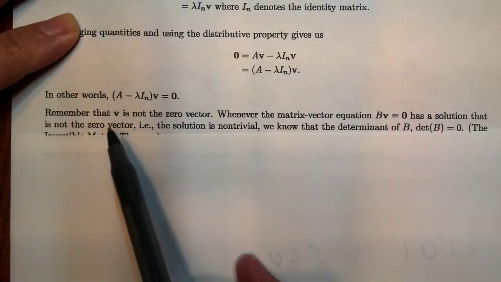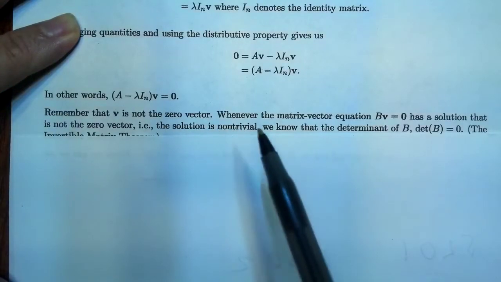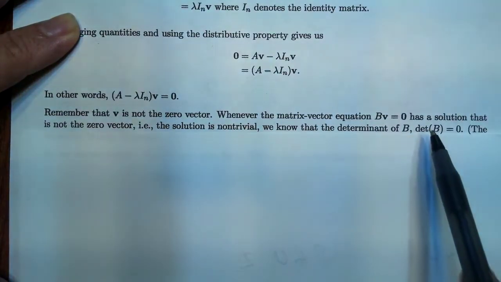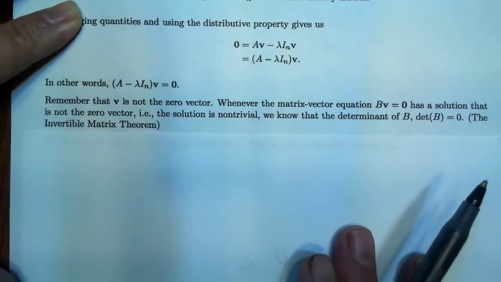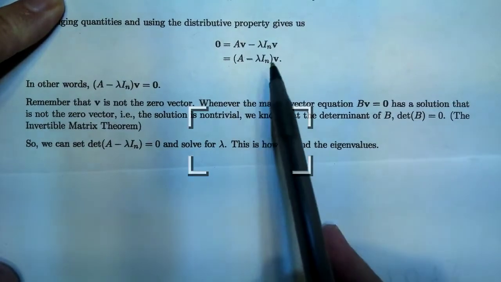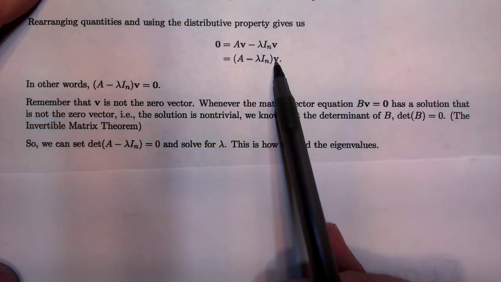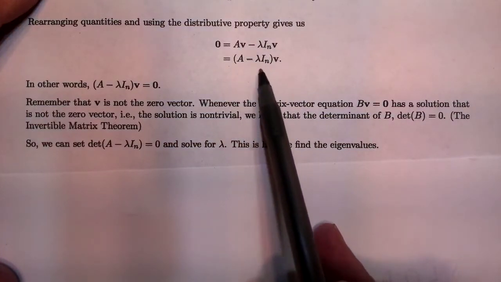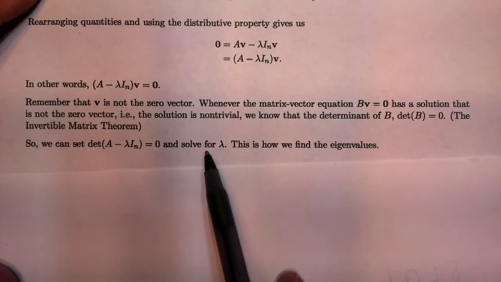Whenever it has a solution that is not the zero vector, in other words, the solution is non-trivial, we know that the determinant of B is 0. This is really a result of what's known as the invertible matrix theorem. That means that in order for this to have a non-trivial solution, V is not the zero vector, the determinant of A minus lambda times the identity has to be 0.